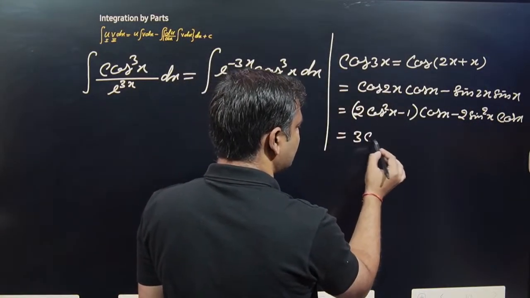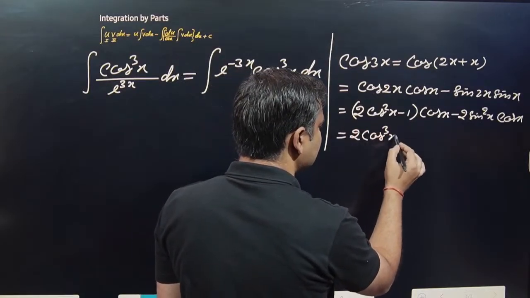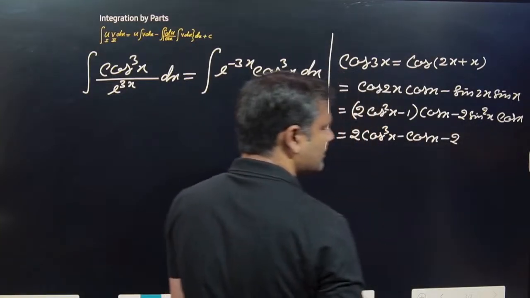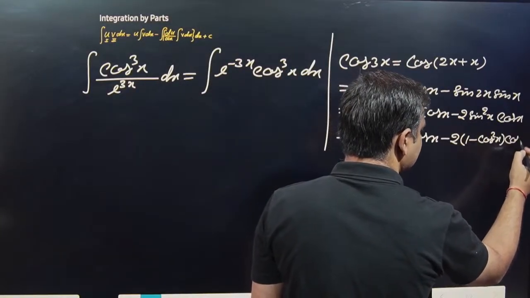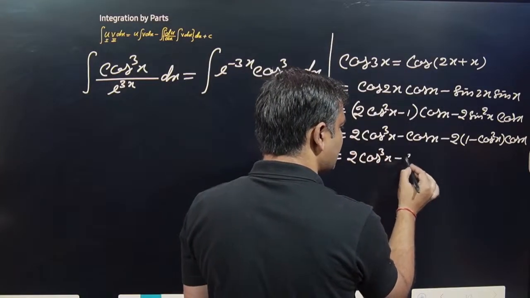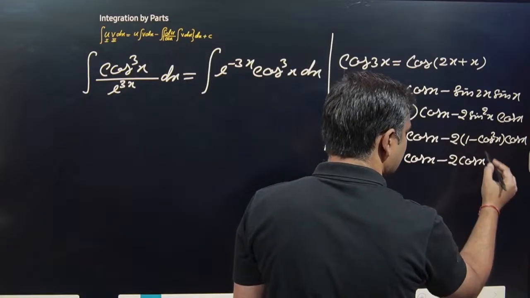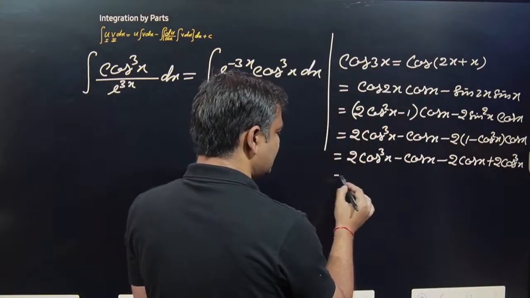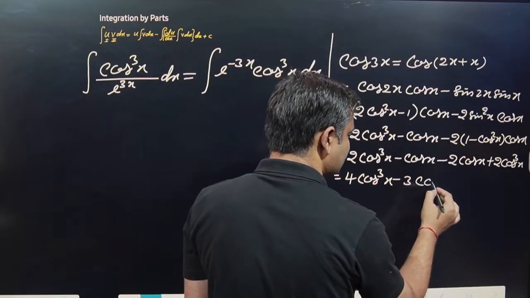What about that value? This one is written 2 cos cube x minus cos x, and this one is 2 into 1 minus cos square x into cos x. So that is 2 cos cube x, here minus cos x, minus 2 cos x plus 2 cos cube x, so basically that is 4 cos cube x minus 3 cos x.